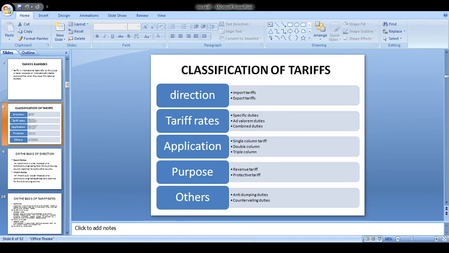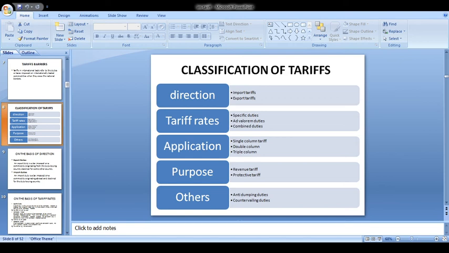Next is import duties. An import duty is a tax imposed on a commodity originating abroad and destined for a duty levying country. Next is tariff rates. On the basis of tariff rates, there are three classifications: specific duties, ad valorem duties, compound duties.